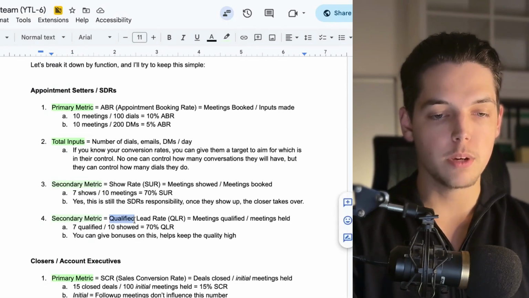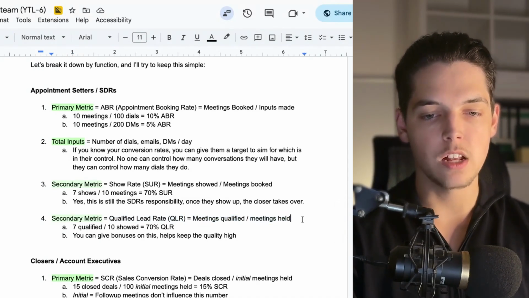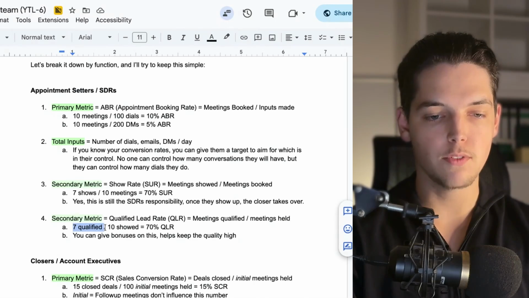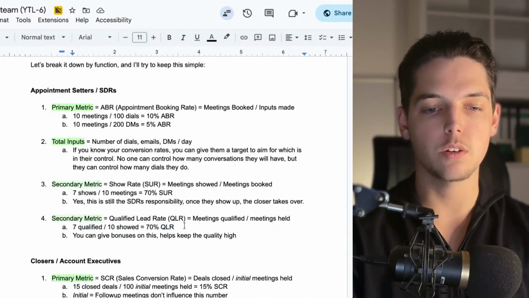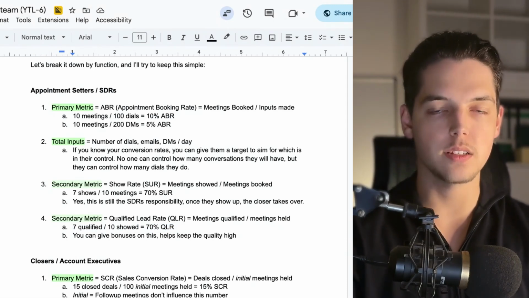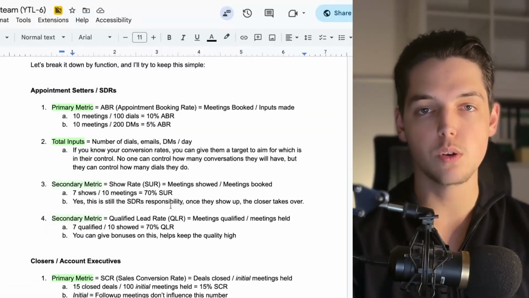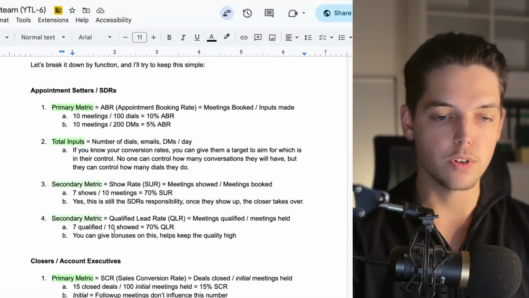And you have a secondary metric, which is qualified lead rate, so QLR, which is meetings qualified divided by meetings held or meetings showed, right? So if you have 7 qualified calls divided by 10 showed, you have a 70% qualified lead rate. Qualified just means they fit your ICP or you use a qualification framework, whatever you deem as qualified, that's how you can track it.